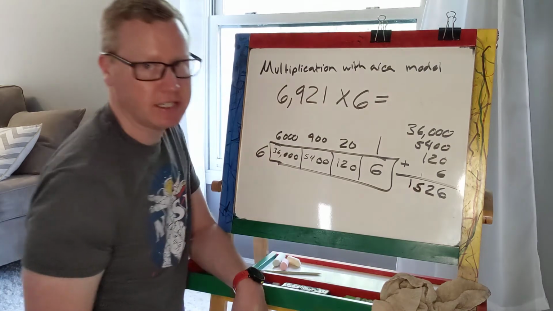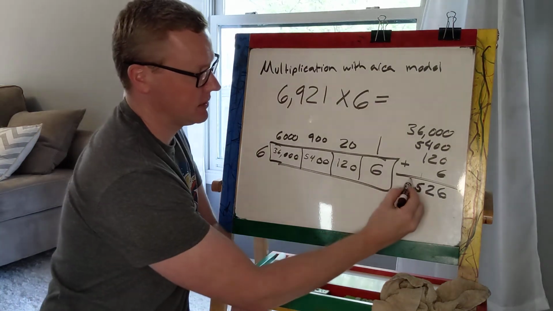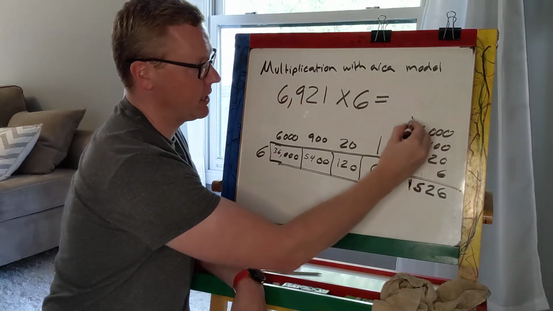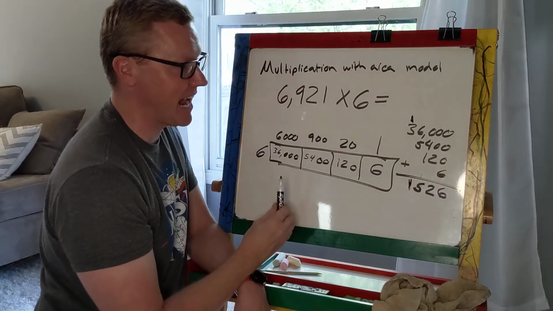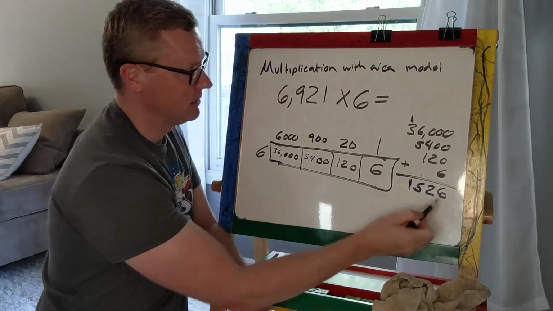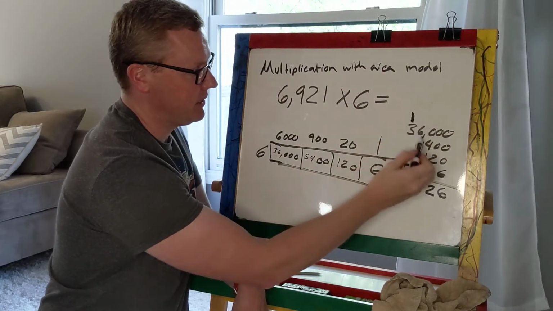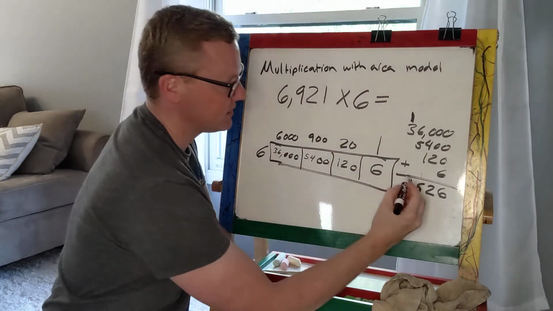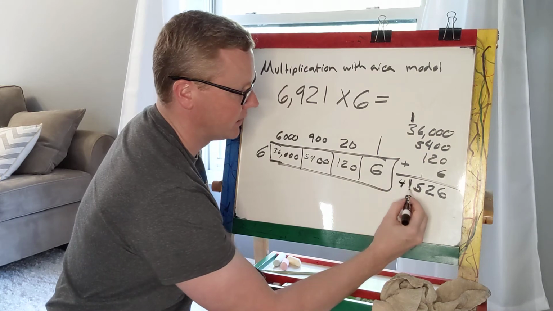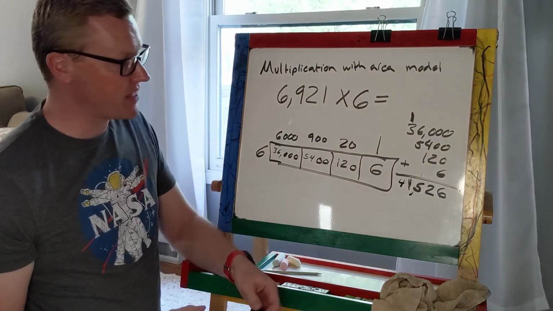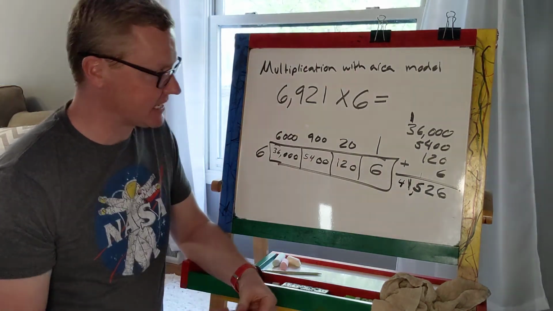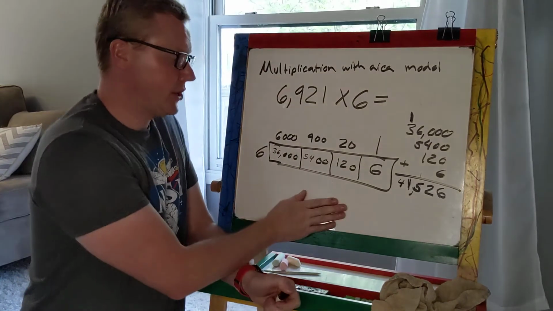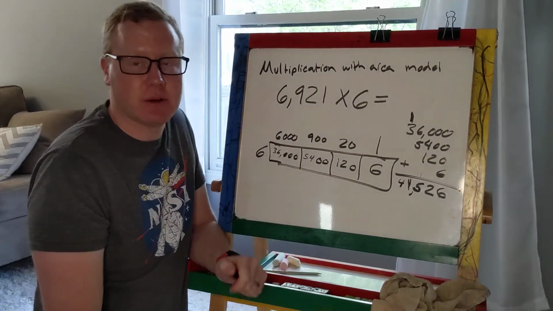Can I put 11 down there? Nope. I got to put 1 there, and I put 1 up there, because that 11 is actually 11,000. So I put my 1 back up here. I add my 10,000 places, and I get 4. So it's 41,526.